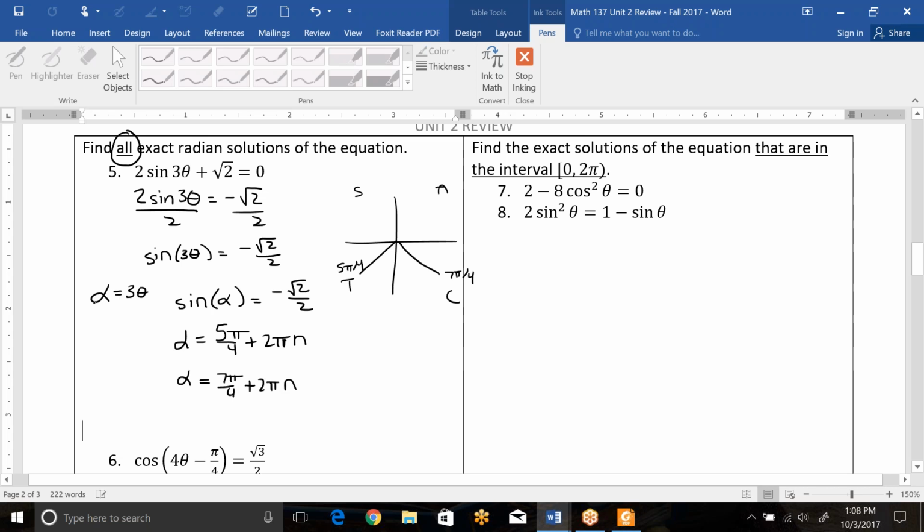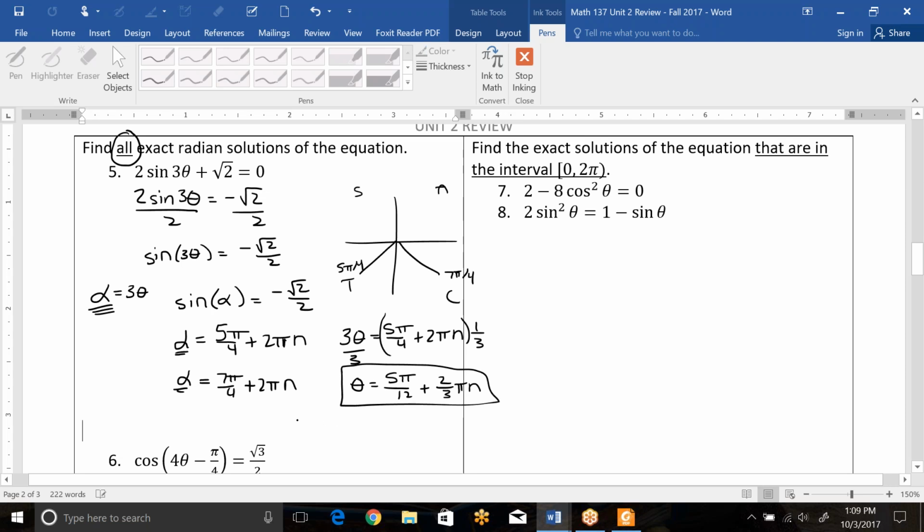The problem is that we were never really solving for alpha. We were solving for 3 theta. So we have to replace the alphas back as 3 theta and divide everything by 3. Or if you want to think about it, multiply everything by a third. So this first one would be 5 pi over 12 plus 2/3 pi n. And that's my first theta.